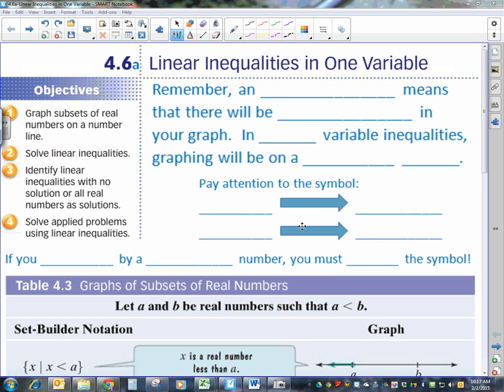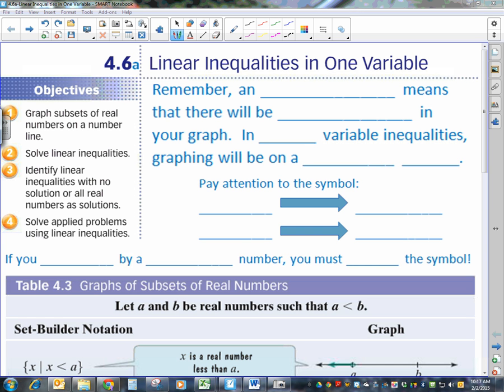Okay, today we are talking about 4.6a, which is going to be the first part of linear inequalities in one variable. We're actually just going to work with the first two objectives. So we're going to graph the subsets and we're going to solve linear inequalities and graph them as well.